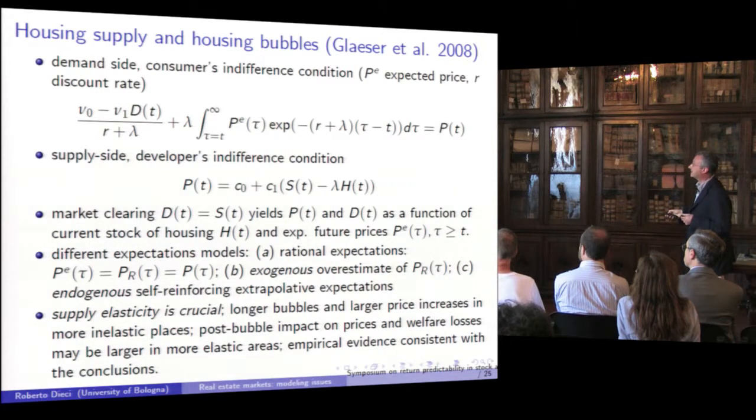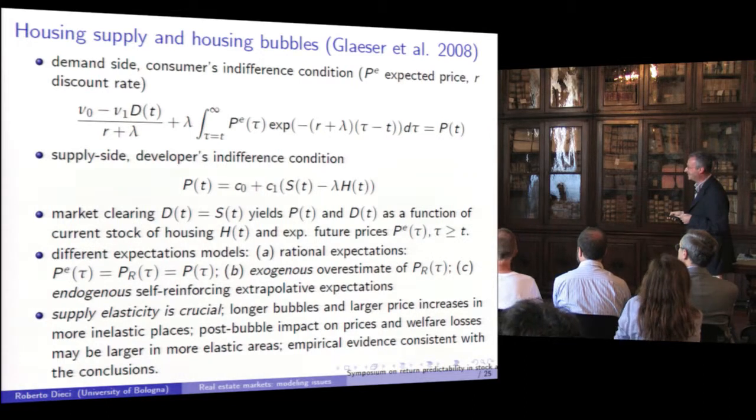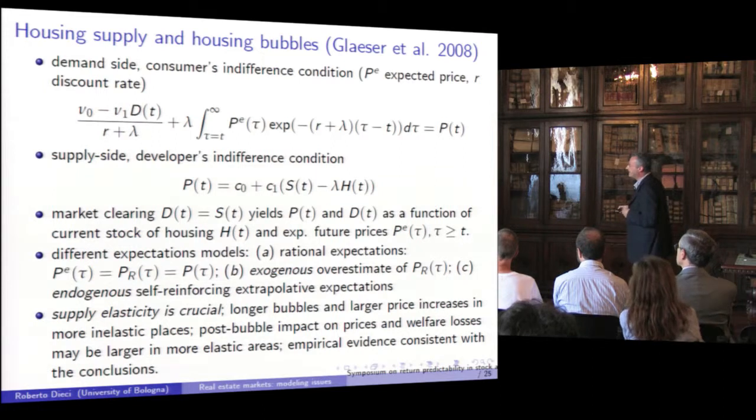From the demand side, this is essentially the discounted utility flow. This concerns potential home buyers, okay? This is the discounted utility flow, and this is the discounted expected selling price, okay? And the equilibrium requires that this is equal to the current price, because of the existence of the marginal buyer. From the supply side, there are developers with this condition. This is the new construction at time T. And we impose market clearing, which is a standard assumption, and this yields PT and DT, the demand, as a function of the current stock of housing and expected future prices, okay?